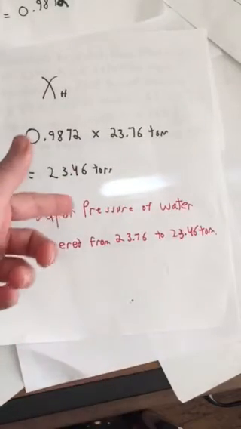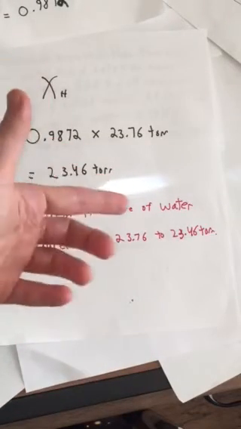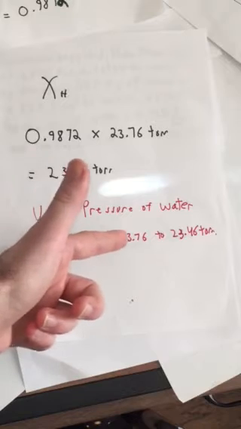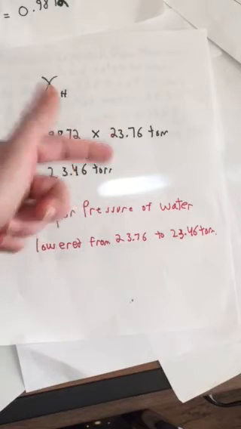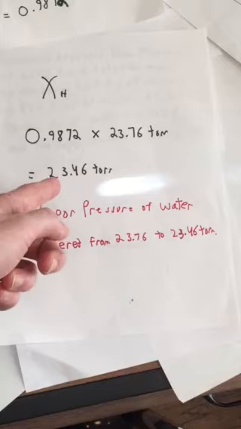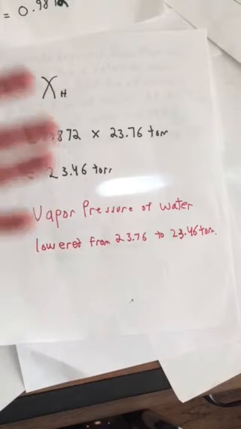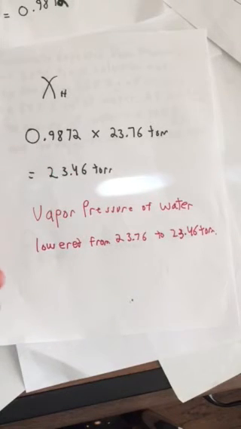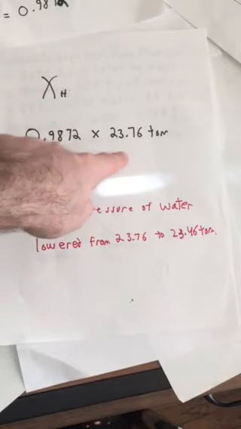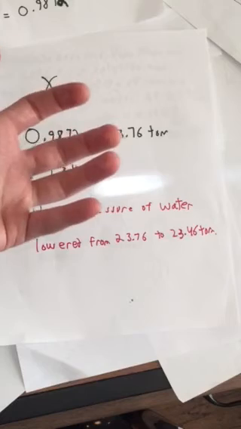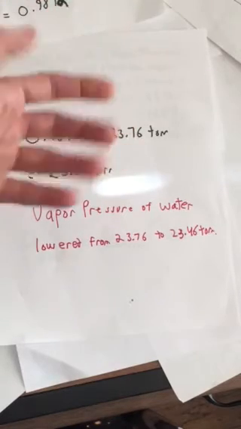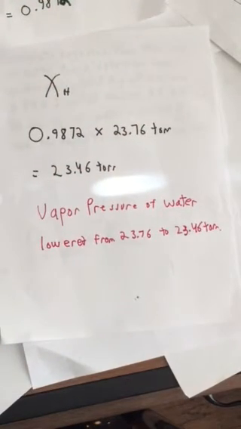So what happened? The vapor pressure of the water, which is a solvent, was lowered from 23.76, which is what they gave us in the problem, to 23.46. So once you added that sucrose to that water, the vapor pressure came down. That solution's vapor pressure decreased from 23.76, which was pure water. Then you added the sucrose, vapor pressure decreased to 23.46 torrs.